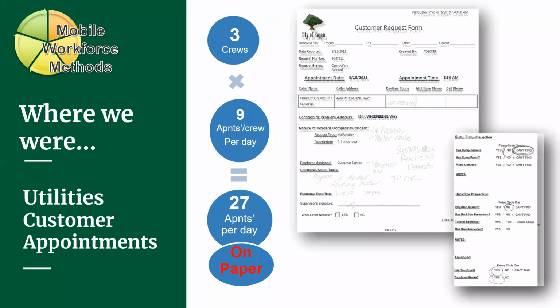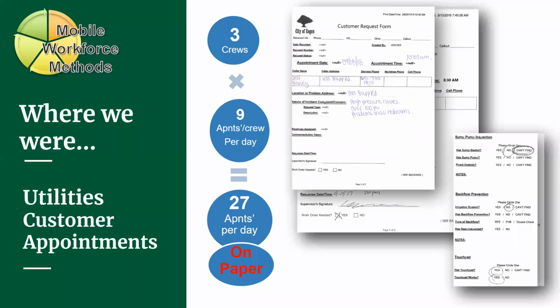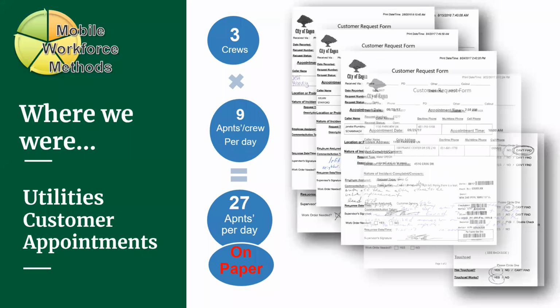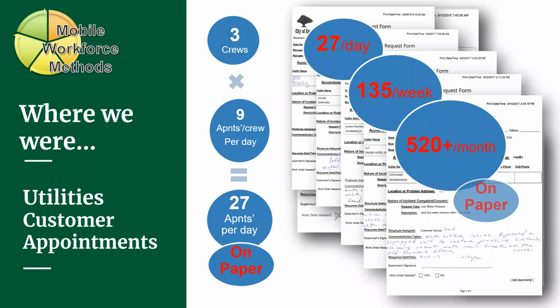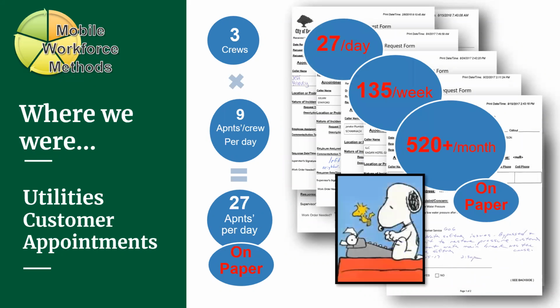Our utilities division uses a GIS layer to track requests. Due to the nature of the work they do, they're often required to go into homes or businesses to perform work, so they need to schedule appointments to meet the customer need. So during the busy season, we may have up to 27 appointments per day, equating to 135 a week and up to 520 a month, all relying on entry into what's now a GIS, or what was always a GIS-based system to manage the appointments and follow through and any follow-up needs that came with it.